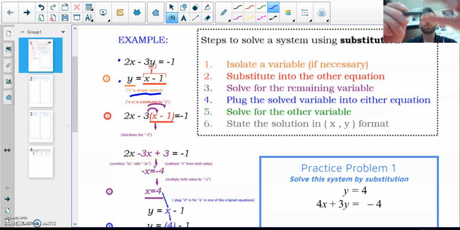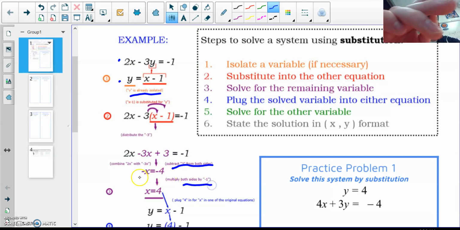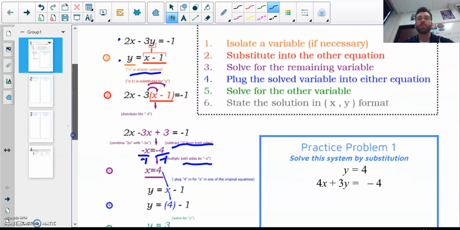And we're going to do 2 steps in one and subtract 3 from both sides to get negative x equals negative 4. Now, I don't want a negative x, I want a positive x. So I'm dividing both sides by negative 1. So I get x equals 4.